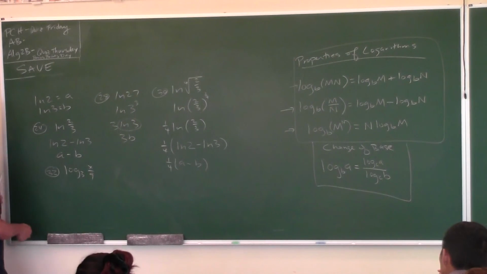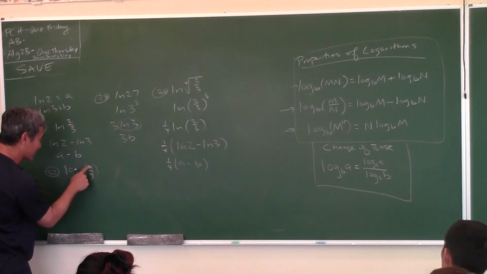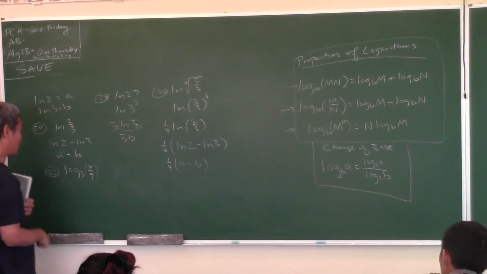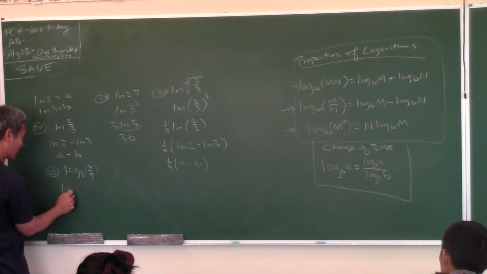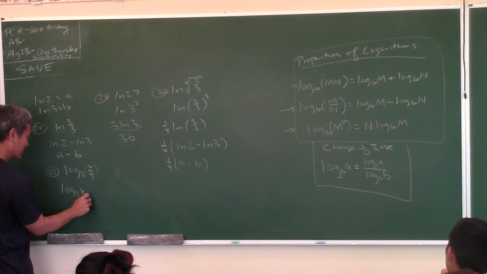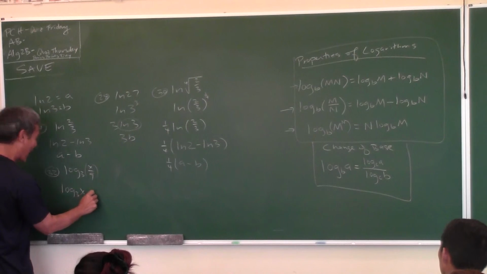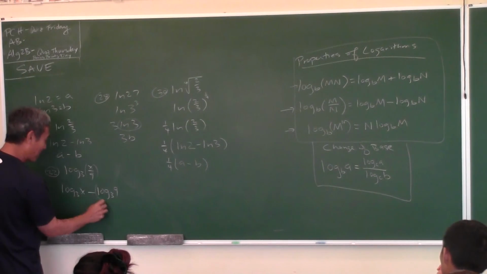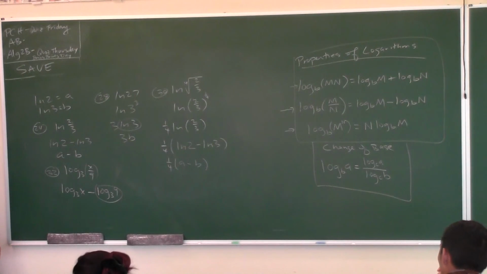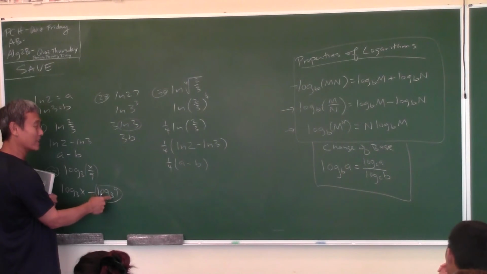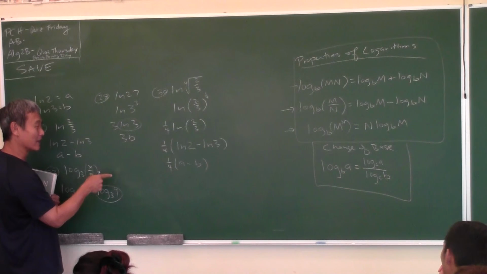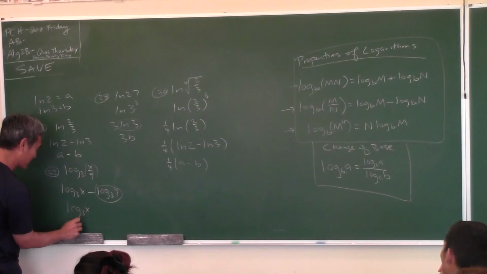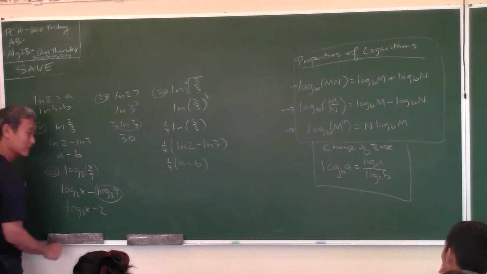Okay, so look, this is the argument right here. It's something over something. That means I want to use this one. So applying that property there, what is that equal to? Log base 3 of x minus log base 3 of 9. Yeah, but Mr. Park, I know what that number is. What does this mean? 3 to the what power equals 9? That's 2. So the final answer is log base 3 of x minus 2.